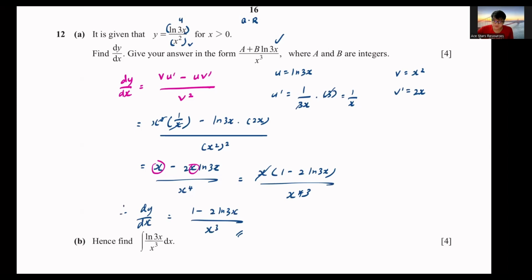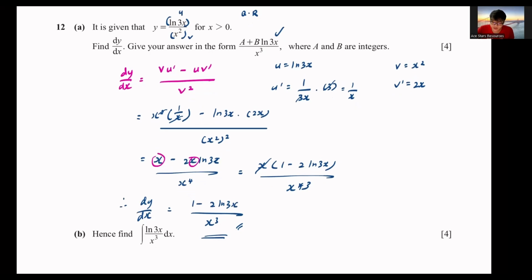There you go. Where a and b are integers, we can double check our answer. So this will be our a, the negative 2 will be our b, and then make sure that it's ln 3x, and that the bottom is also x to the power of 3.